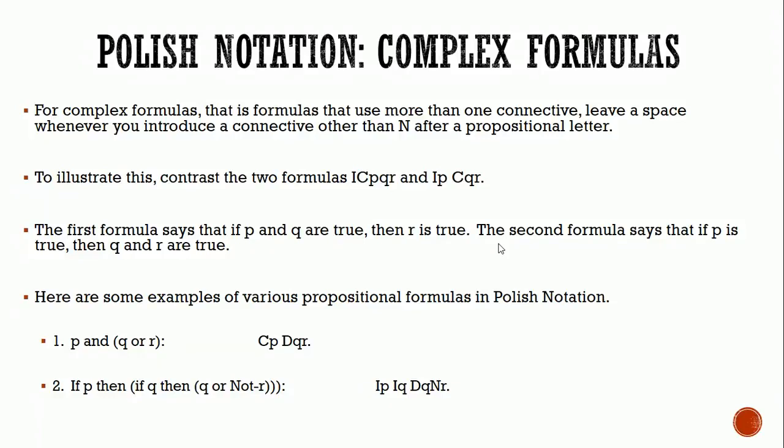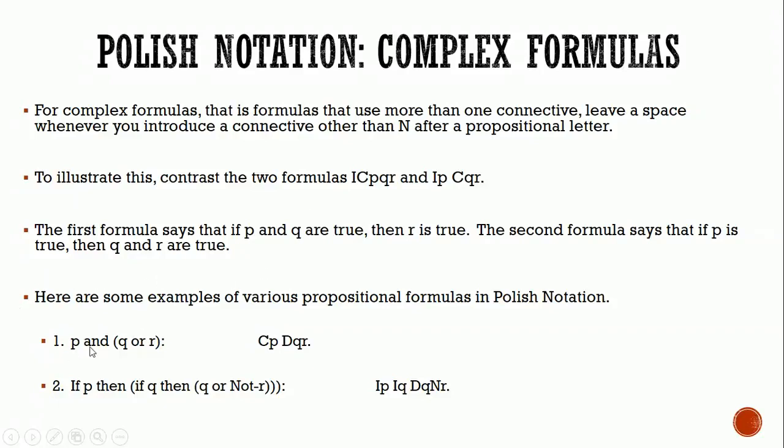So look at that first one again. The first formula says that if p and q are true, can you see this arrow? I don't know if you can. So yeah, if p and q are true, implication, this is a conditional. If the conjunction of p and q is true, then r is true. All right? It's very, very different than saying if p is true, then the conjunction of q and r is true. So that's why we have to use space.